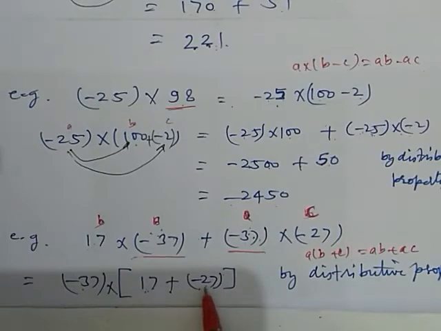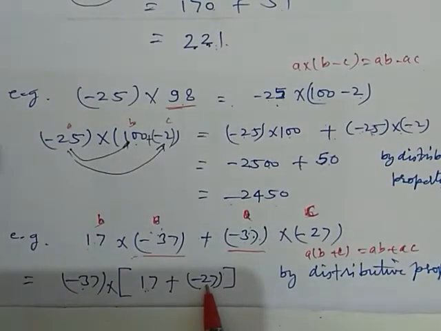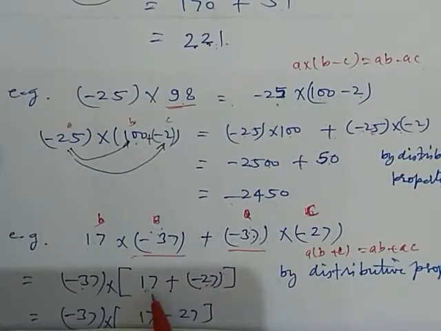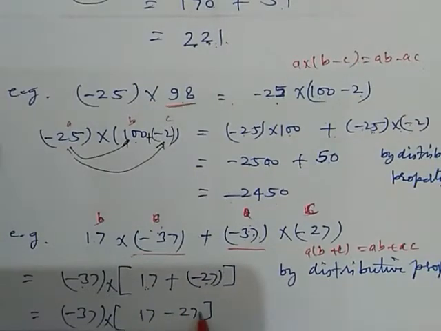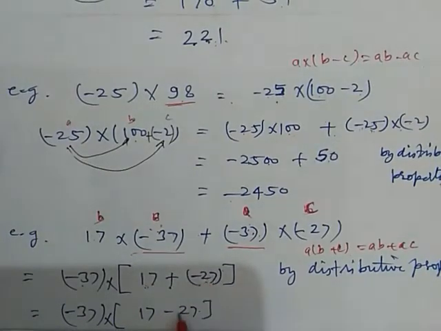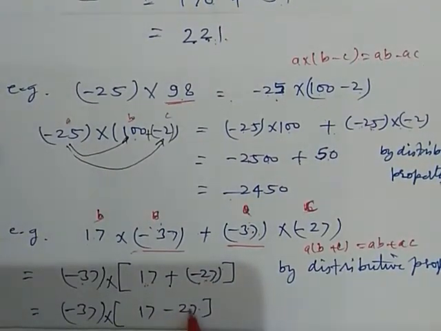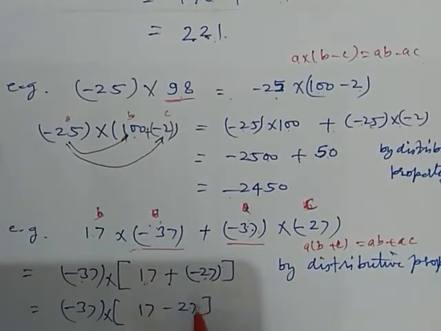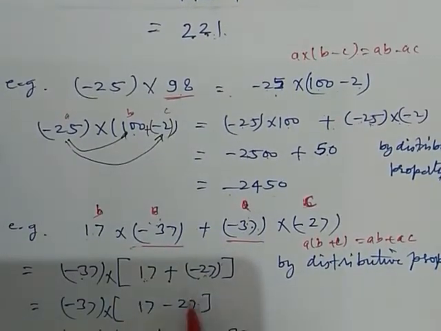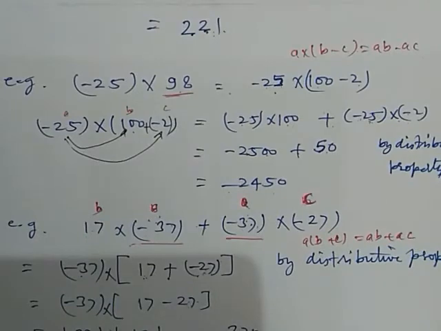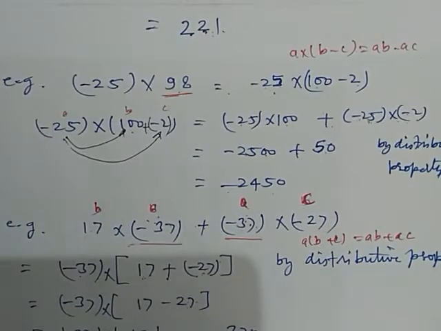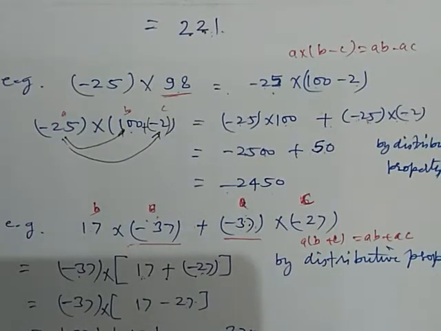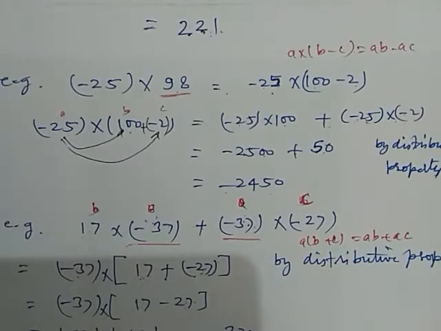Now first we add this. Now 17 minus 27. This has a negative sign, and different signs are always subtracted. So first we subtract them. Minus 27 and 17 become minus 10, and this minus into minus is plus, and 37 into 10 is 370.